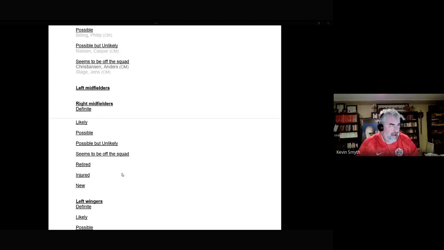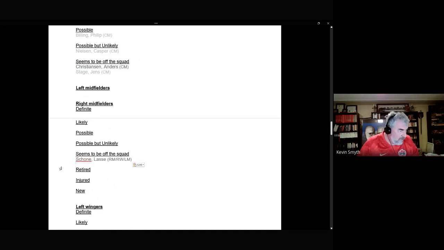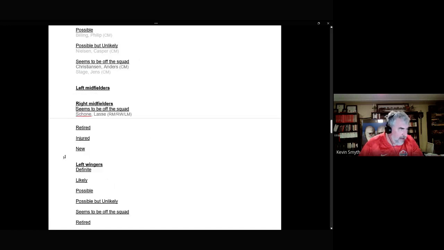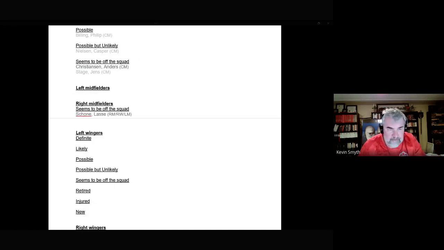Okay, the player we do have coded seems to be off the squad. It's Lasse Schön. Lasse Schön last appeared for the national team in March 2021. He's actually been with the team for a long time, from 2009 to 2021, and had 53 caps and 3 goals in that time. But he is 36 years old, so probably aged out, even though he is still playing at the club level for NEC Nijmegen in the Netherlands.